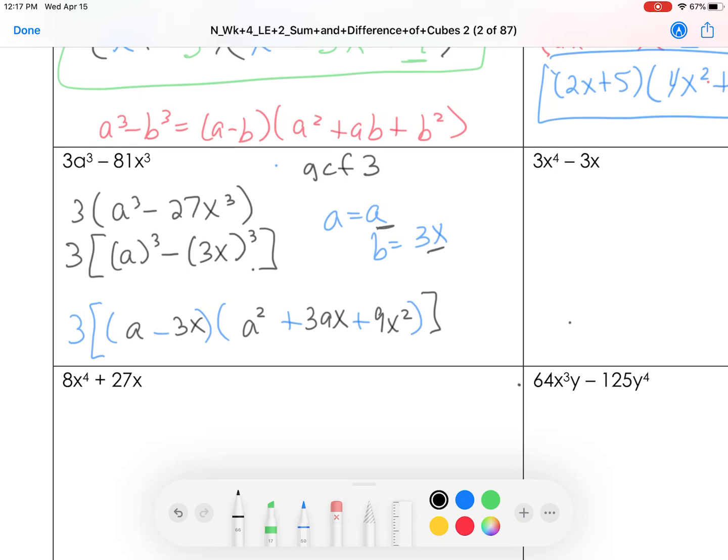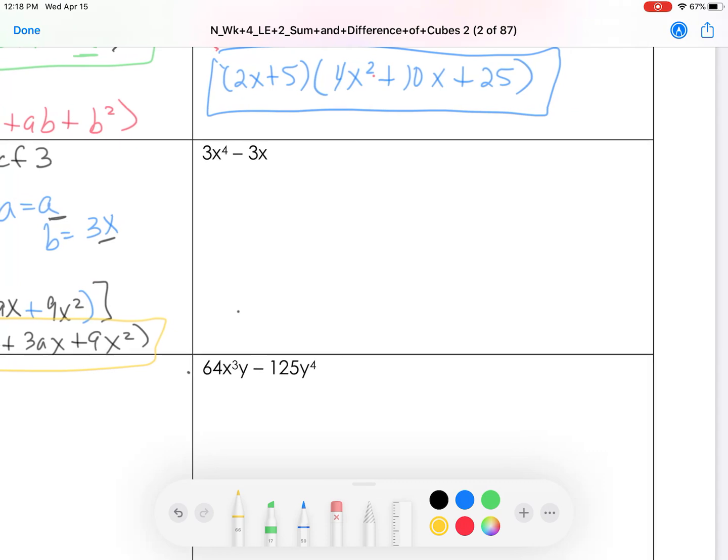We don't necessarily need those brackets. We could just write it 3 times a minus 3x times a squared plus 3ax plus 9x squared. That's our factored form of that difference of two cubes.